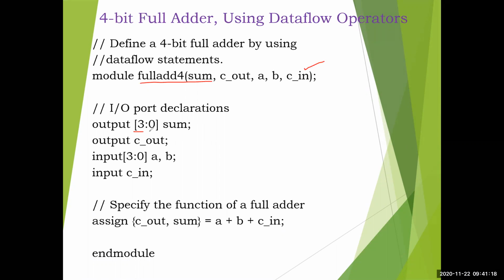So output [3:0] sum as a 4-bit vector, output Cout is 1-bit, input [3:0] A, B, with a space here. It is a vector, both A and B of 4-bit. And input Cin is also a 1-bit scalar. So now we just have to write the logic.